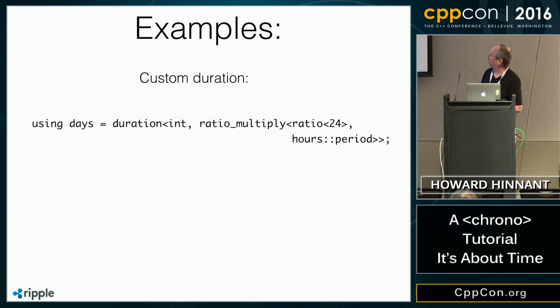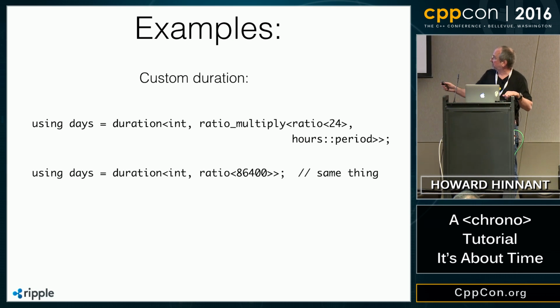You can write your custom durations. Ratio also has a facility to multiply two ratios together. So in this example, I'm saying I want a duration called days, and that days is exactly 24 hours. And that's how you say 24 hours. And this just creates a new duration type named days. You could also spell it this way, and it means exactly the same thing. It's actually the exact same type, just ratio 86,400. There's really no huge advantage to one way or the other. It's more of a stylistic choice.